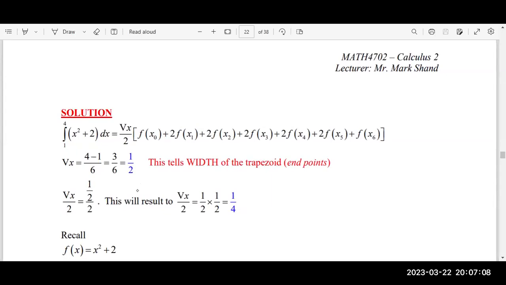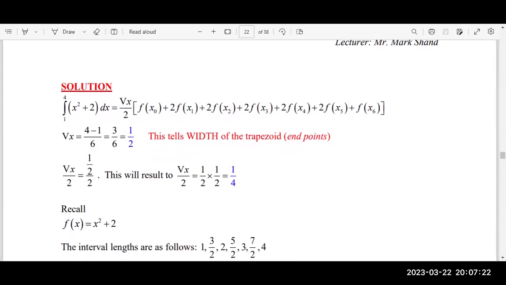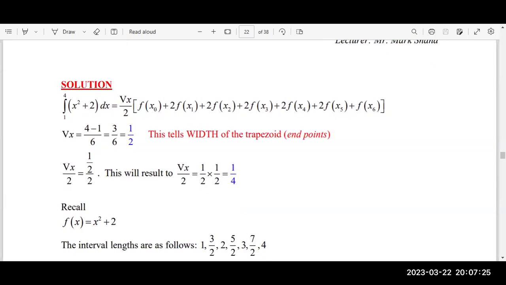What we need to do now is write down the ordinates. We know the width is 1/2 and the lowest one is 1, so we write the 1 first. Then we add 1/2 to get 3 over 2. Then we add 1/2 more to get 2. We add 1/2 more to get 5 over 2, which is 2.5. Then we add 1/2 to get 3, and add 1/2 to get 7 over 2, which is the same as 3.5.